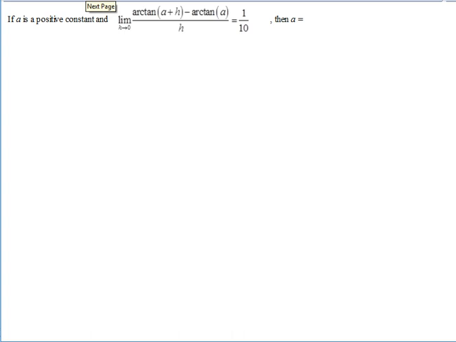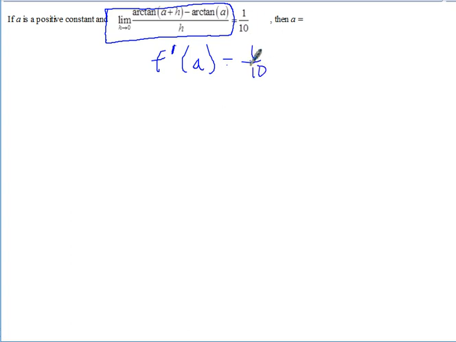Okay, let's go one more. Again, it's a definition of derivative. It's a little different here. So it's equal to the derivative of some function. But notice there's an a there instead of x, so this represents f prime of a. And they tell you it equals 1/10.